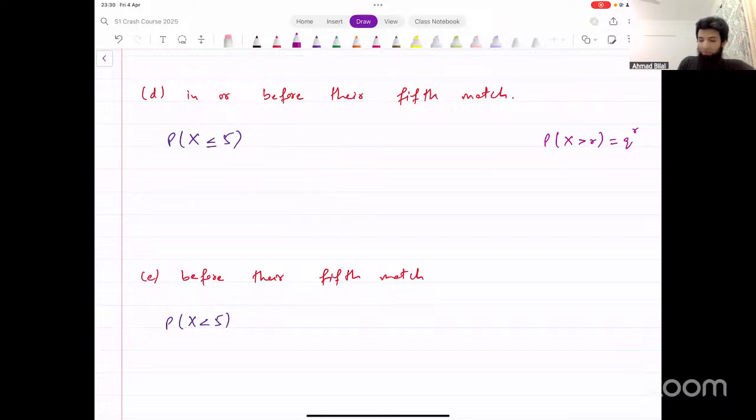Now here the problem is we have a greater than formula and these are less than. How do we convert them to that form? So I'll give you a few seconds or a minute to think about this.